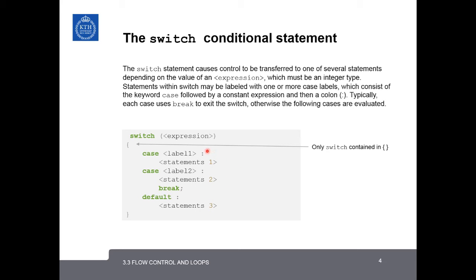So in this example, if the expression evaluated to label 1, both the statements in statement 1 and the statements in statement 2 would be executed because there's no break in the case for label 1. If none of the labels are found among all the different labels in the switch statement, then the expression moves to the default and evaluates statement 3.